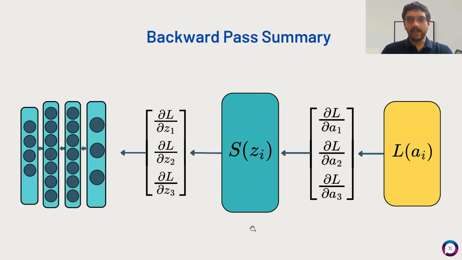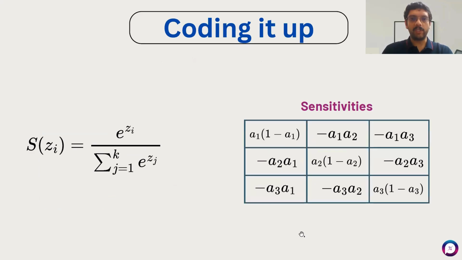So that gives us an understanding of how the backward pass works for the softmax as well. We've seen the forward pass, which is very simple, but we've seen how the backward pass works as well, where the loss passes the values back, and then the softmax takes that, and then you get the sensitivities of the loss with respect to the inputs to the softmax, which is then passed back through the neural network. In our case, it would be tanh layers, right, which we've seen in the previous video.